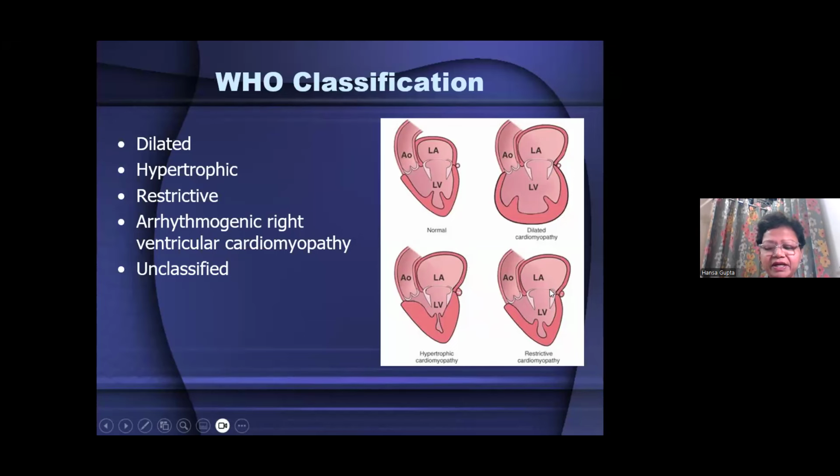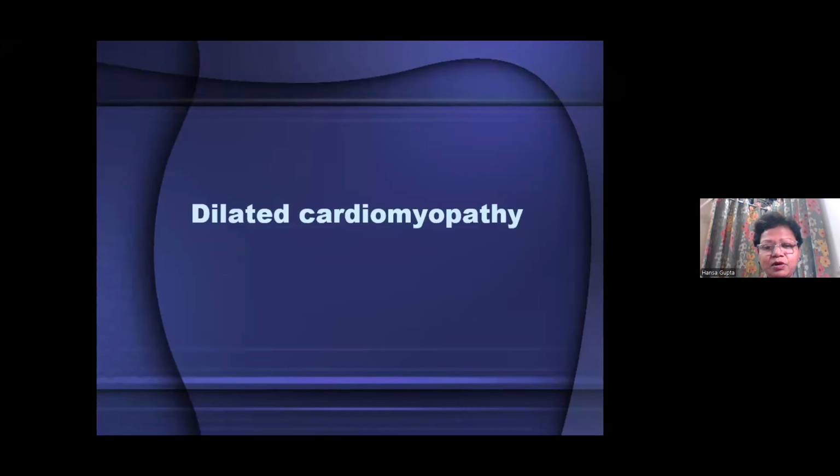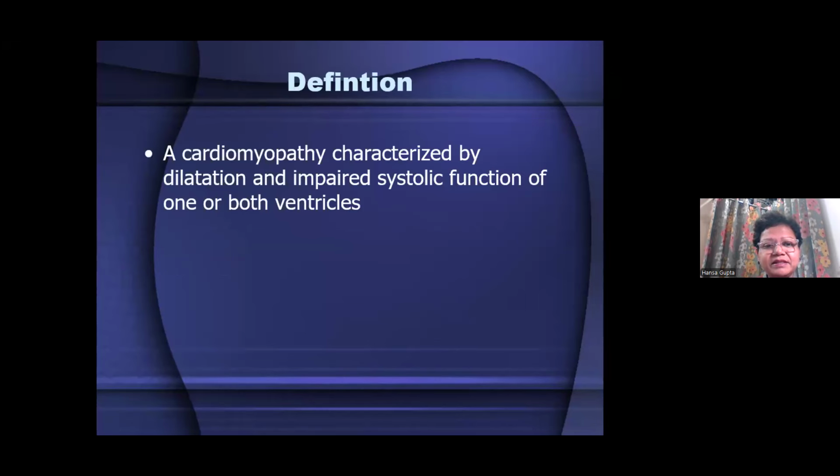Moving ahead, I'll be calling this DCMP. The first entity is dilated cardiomyopathy. The characteristic features by which you will identify this disease are dilatation of the left ventricular chamber and impaired systolic function of one or both ventricles. Keep in mind that both these features have to be present before you label the ECHO finding as suggestive of DCMP.